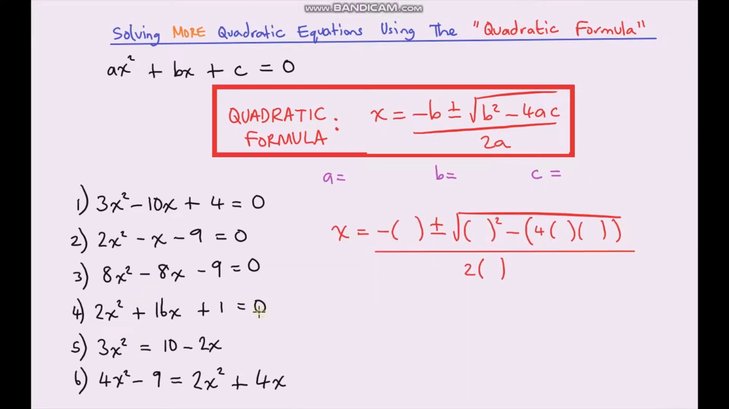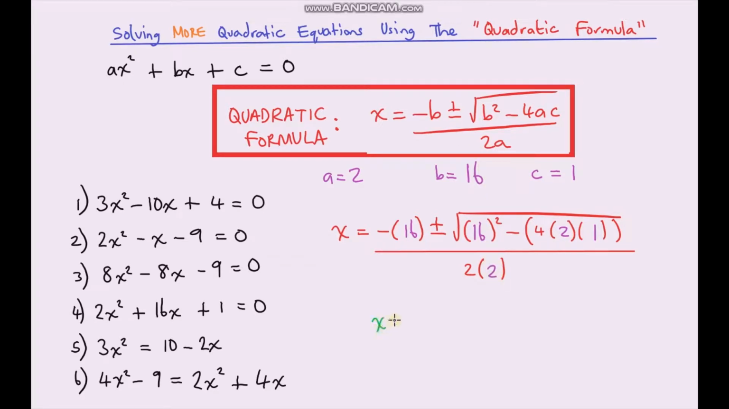Now for question 4 onwards, I've already set out my quadratic formula here. So all I need to do, once I've found my values for a, b and c, is put them inside these brackets and then plug this formula into my calculator. So what are my values for a, b and c? Well, a is going to be 2, b is going to be 16, and c is going to be 1. So we're going to put 16 here, and then it's going to be 16 squared minus 4 times a, which is 2, times c, which is 1, and then divided by 2a, so that's 2 times 2.